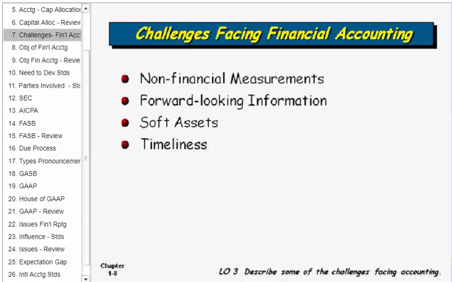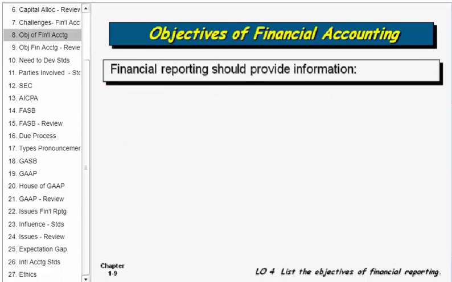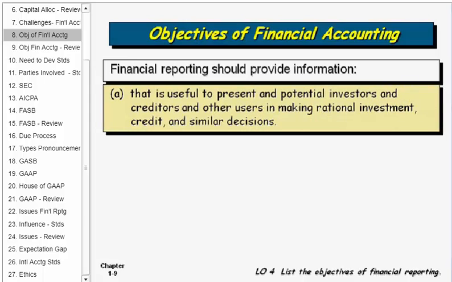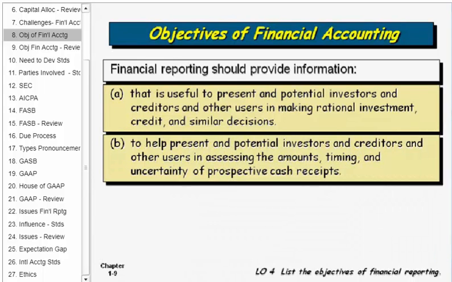All right, we have some challenges facing financial accounting in the areas of non-financial measurements, forward-looking information, soft assets, and timeliness. Financial reporting should provide information that's useful to present and potential investors and creditors and others so that they can make rational investment, credit, and similar decisions. The financial reporting information should also help present and potential investors and creditors in assessing the amounts, timing, and uncertainties of prospective cash receipts.